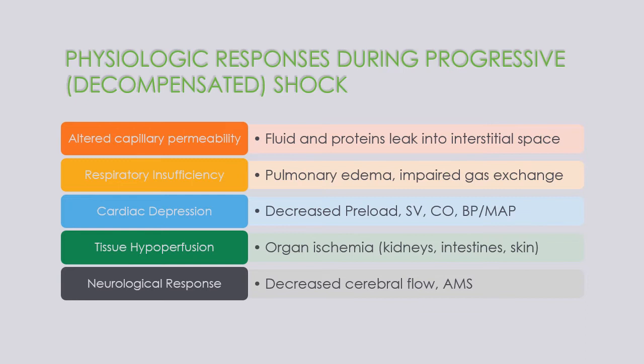So all this then causes tissue hypoperfusion. So we get organ ischemia, our kidneys, our intestines, our skin, all of that starts to shut down. And then when our tissues get ischemic, they start to release different enzymes into the bloodstream that can impact the heart even further. And then neurologically, we have decreased cerebral blood flow that leads to significant altered mental status.